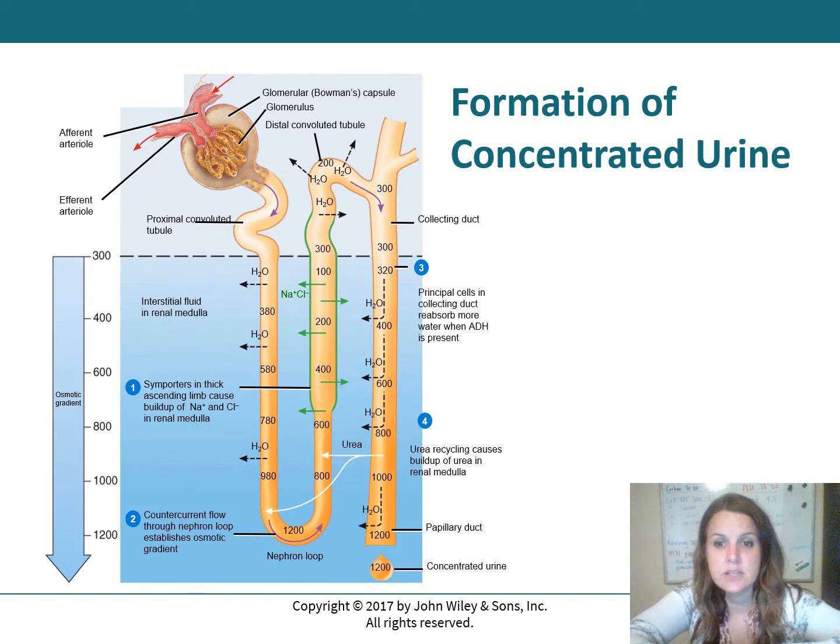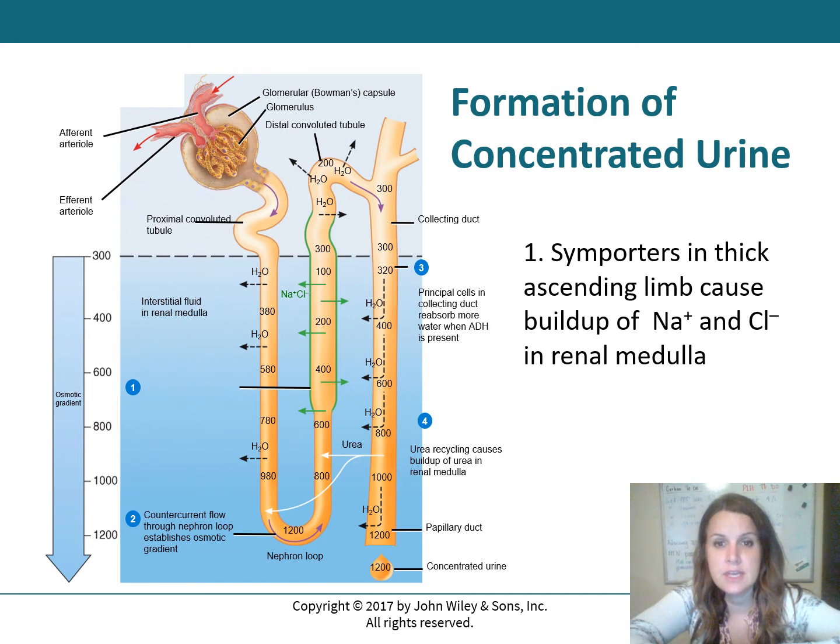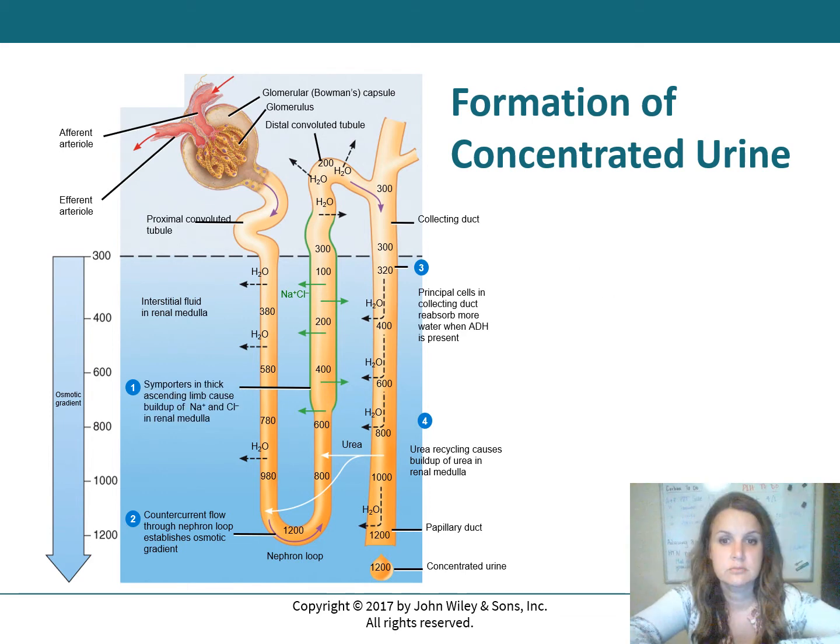When fluid intake is low, you're going to want to make concentrated urine. So there are 4 different components that are involved in this process. First, symporters in the ascending limb cause the buildup of sodium and chloride in the renal medulla. We saw that before. These symporters concentrate sodium and chloride ion in the interstitial fluid in the renal medulla. And that's going to help us with the next component in this process.